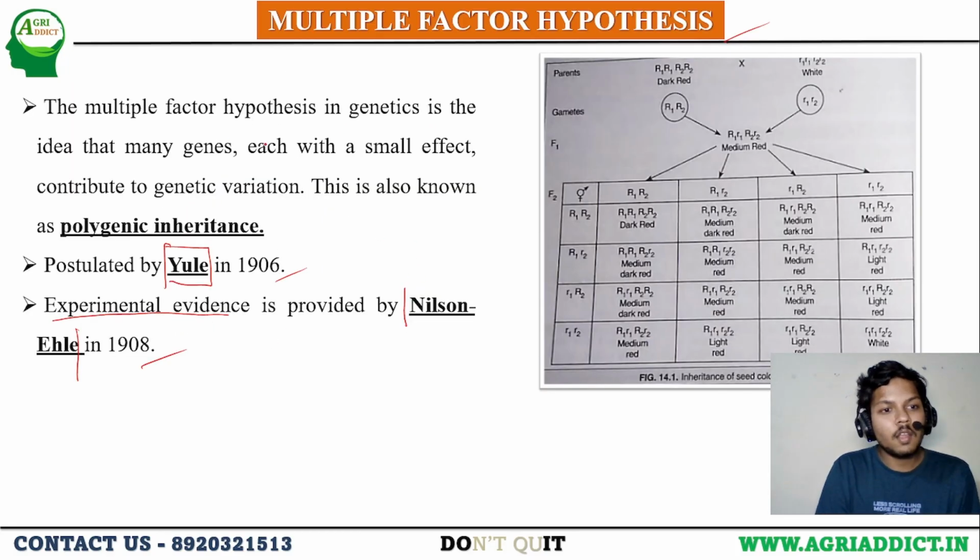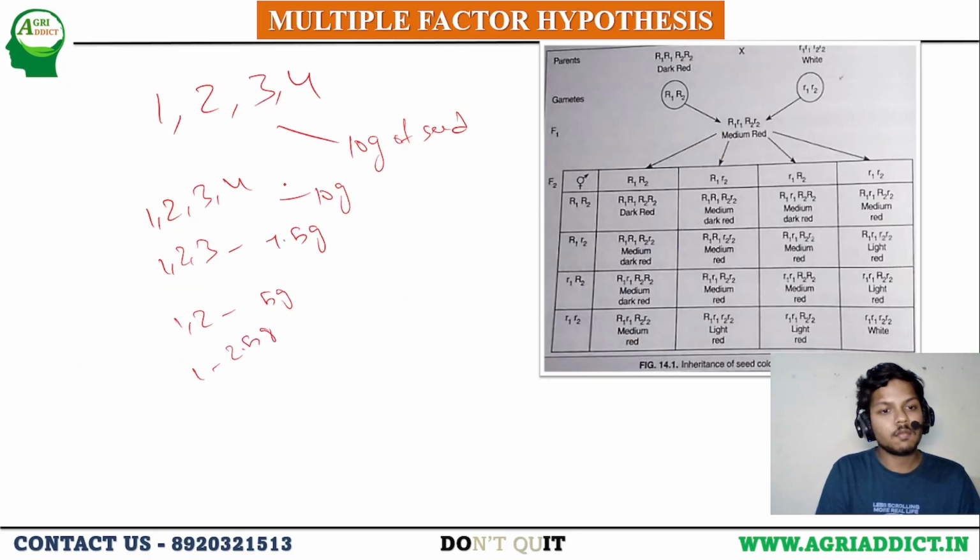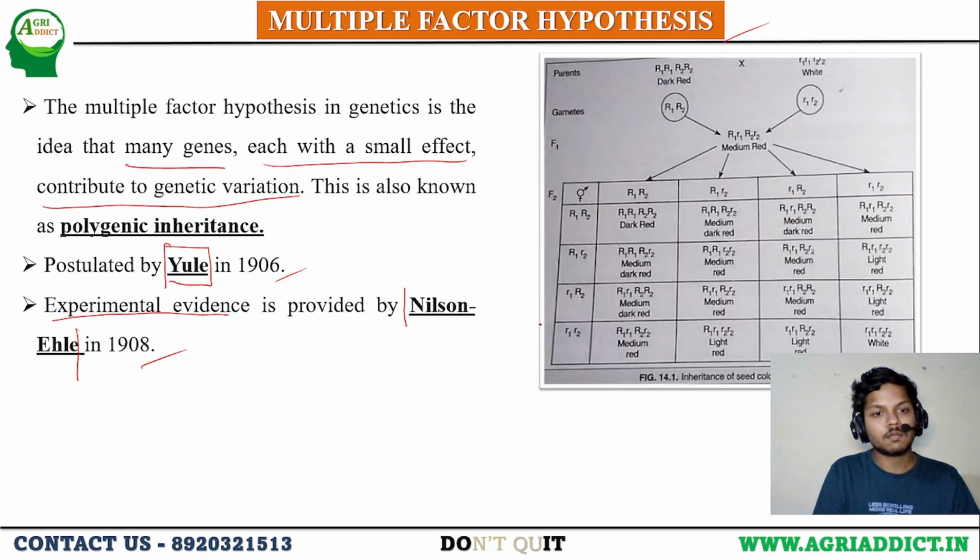Like this, many genes, each with a small effect, contribute to genetic variation. Here you can see, there are many genes. Each gene is contributing something. Like the first gene is contributing 2.5, the second gene is contributing 5, the third gene is contributing another 2.5. Like that, each gene has a small effect on the same character. This you have to remember. Many genes with a small effect which contribute to genetic variation. This is the multiple factor hypothesis. And we can also call it polygenic inheritance. Remember this.